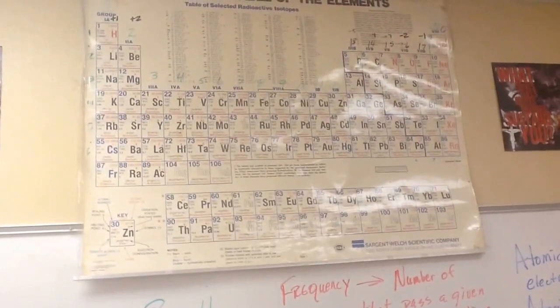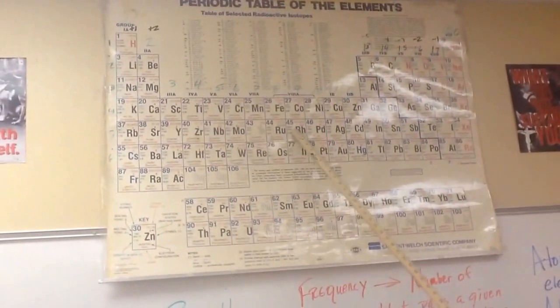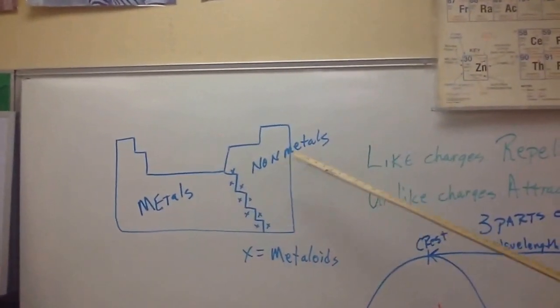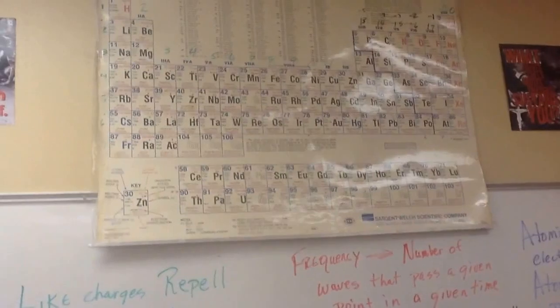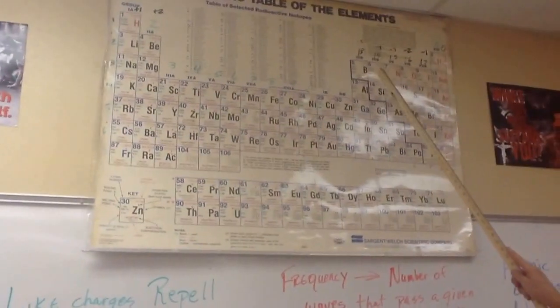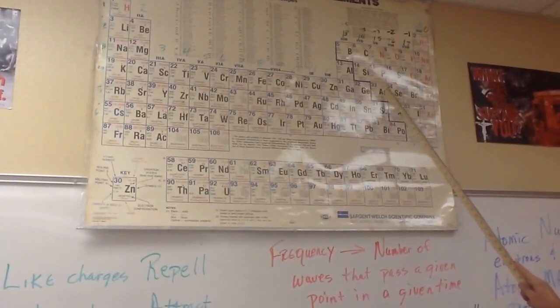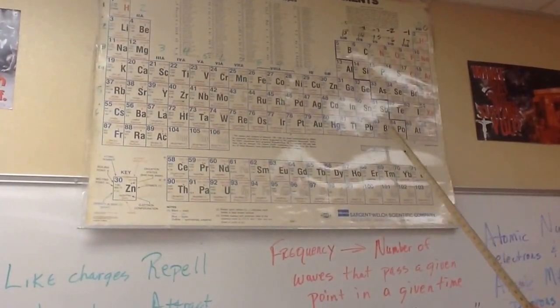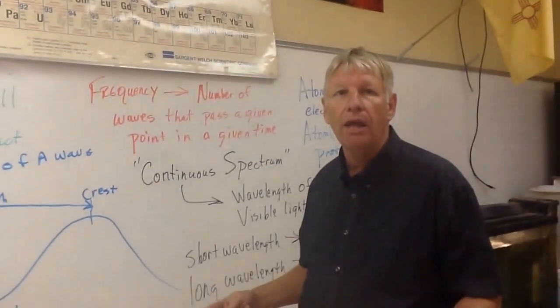The way we do this is we say everything to the left of that stair step are all metals, as we have in our diagram here. Everything to the right are non-metals. We have the properties of metals that we'll talk about a little bit later. But everything that touches the stair step, so it would be boron, aluminum, silicon, germanium, arsenic, antimony, tellurium, polonium, and astatine, those are all called metalloids. And they have properties of both a metal and a non-metal.